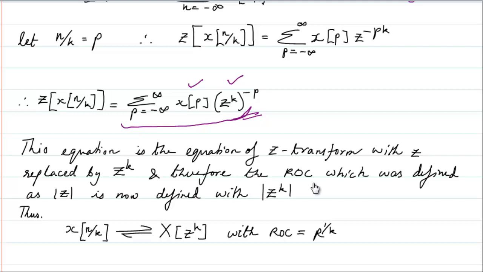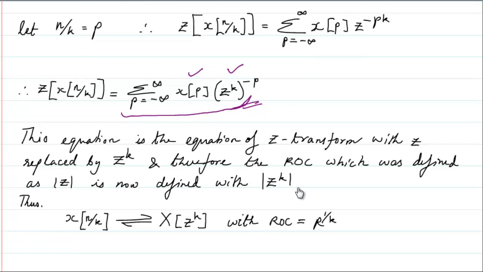So the new value of X of z will be, instead of z, I am having z raised to power k, and this is what we have written for the ROC. This equation is the equation of the z transform with z being replaced by z raised to power k. Therefore the new ROC will be defined with z replaced by z raised to power k. So the new ROC will be this, that we have already shown.